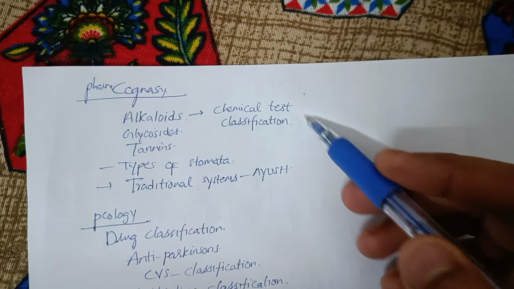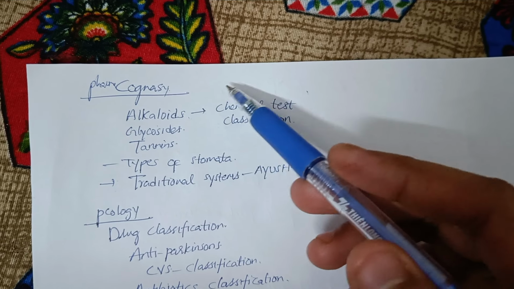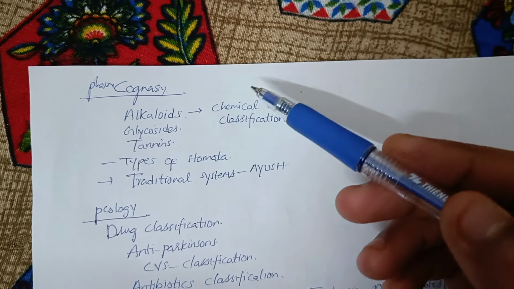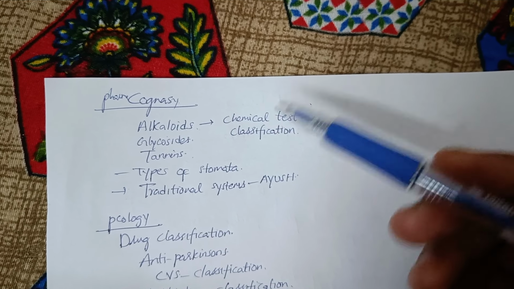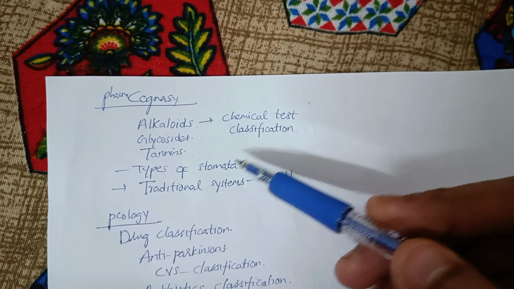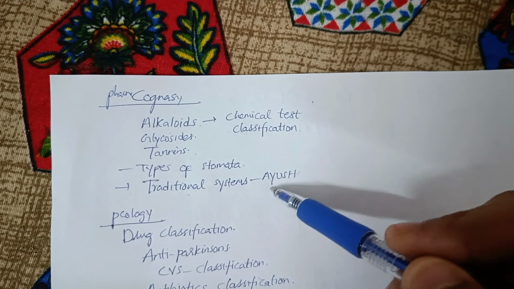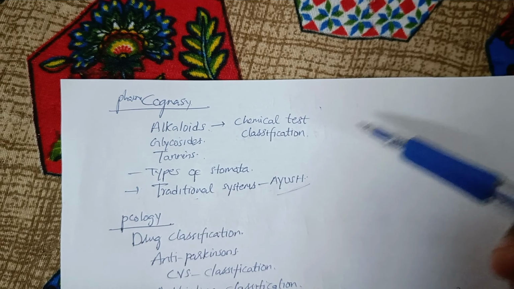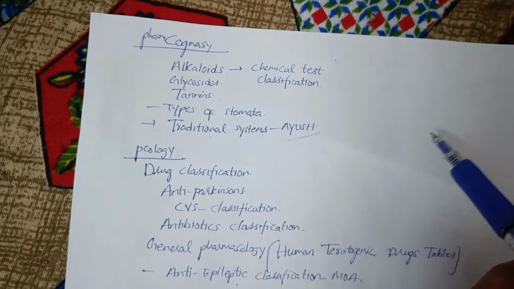And for pharmacognosy, there's nothing much to read. Just have a look at alkaloids, glycosides, and tannins, their classifications, their drugs and their families, their common names and everything, and the types of stomata, the basic stomata and everything. The traditional systems include AYUSH: Ayurveda, Unani, Siddha. So only unique points are enough.